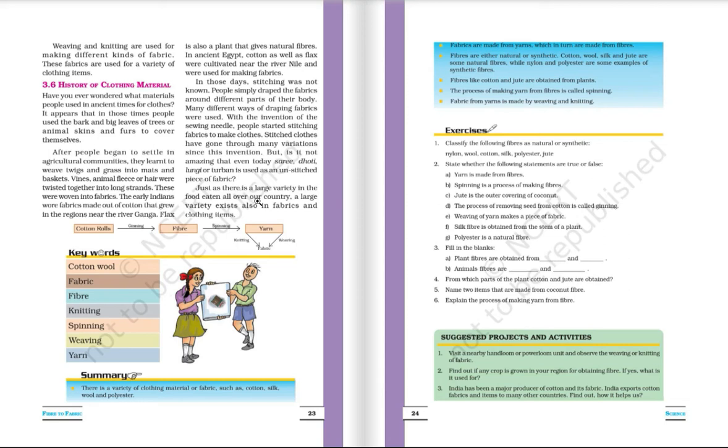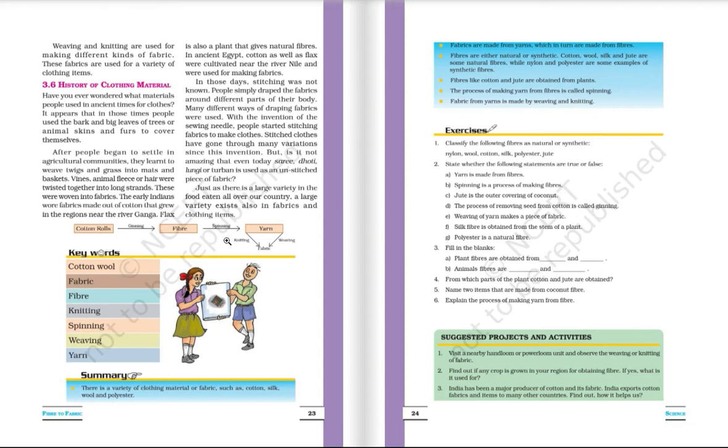Just as there is a large variety of food eaten all over the country, a large variety exists also in the fabrics and clothing items. So this means, like in previous chapters, you have learned that we eat different kinds of food all over India, like idlis and dosas in the south and samosas and other things in the north. So every place has its own food items, and like that every place has its own clothing material. Like if you live in India, you will wear Indian clothes. You can see the clothes of India are different from those of Russians.